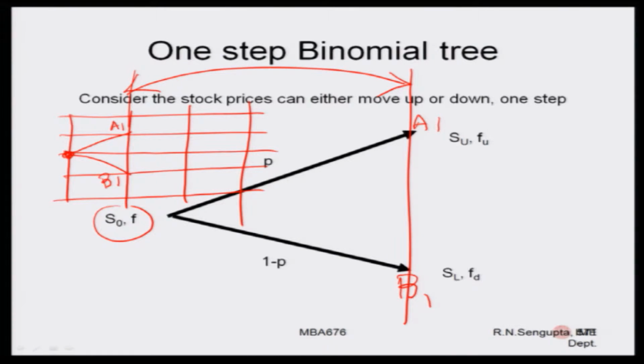Next, what you will see? Again in the next instant, this price would increase with probability p, or decrease with probability 1 minus p, or it remains the same.